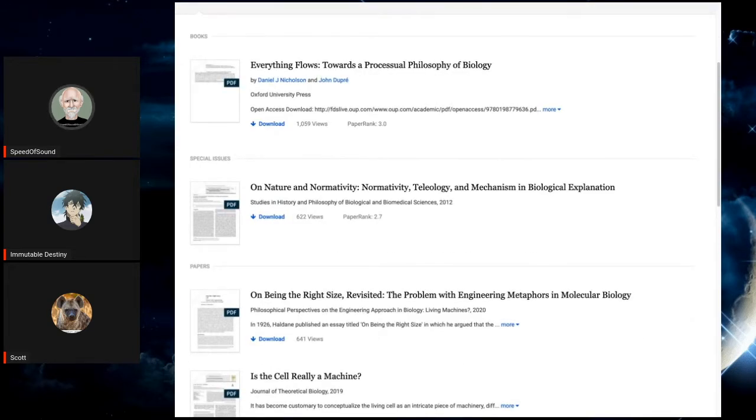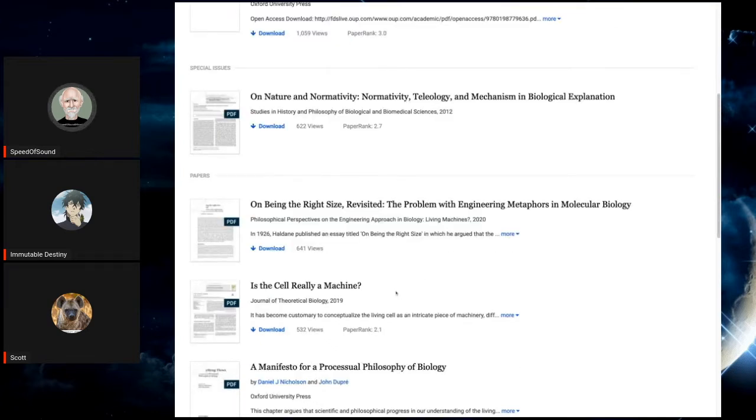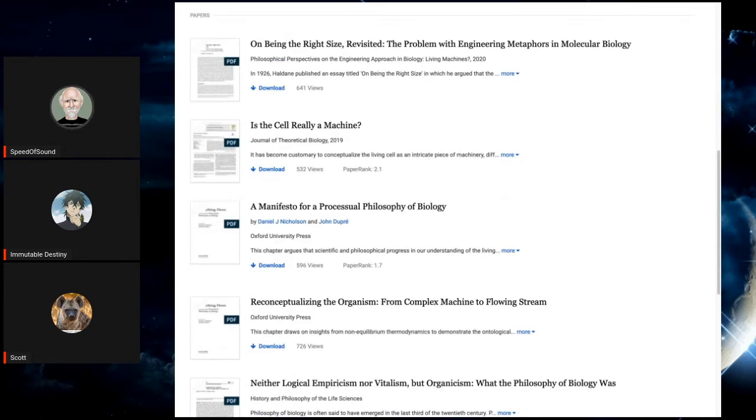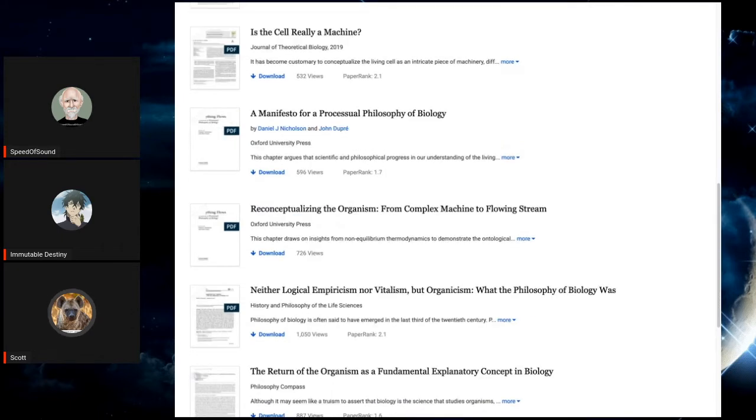And that might be something worth reviewing. Then he has this gigantic paper, 87 pages on nature and normativity, which Danny got excited about. And then he has, of course, The Cell and Machine, and On Being the Right Size, Revisited. So he's got a lot of stuff on this. Well, the problem with engineering metaphors in molecular biology.